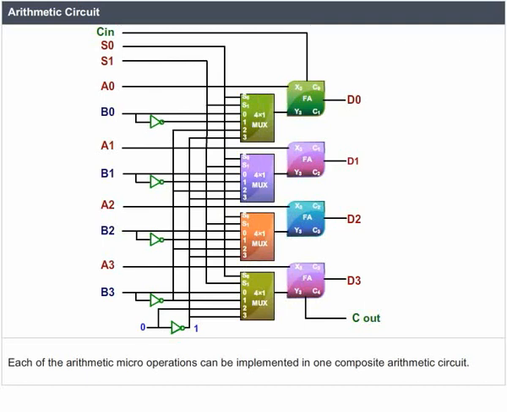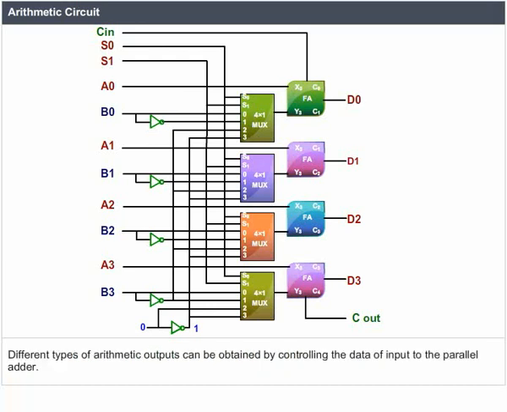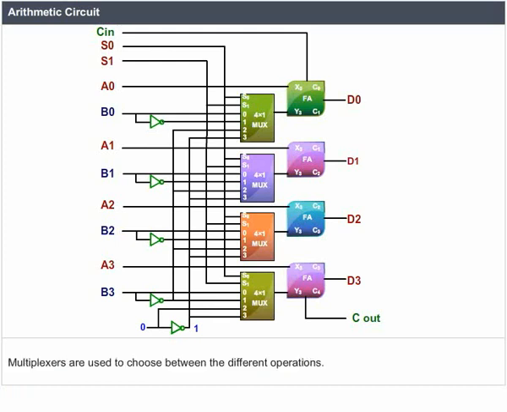Arithmetic circuit. Each of the arithmetic micro-operations can be implemented in one composite arithmetic circuit. Design issue. The basic component of the arithmetic part of an ALU is the parallel adder. A parallel adder is constituted of a number of full adders. Different types of arithmetic outputs can be obtained by controlling the data input to the parallel adder. Multiplexers are used to choose between the different operations.